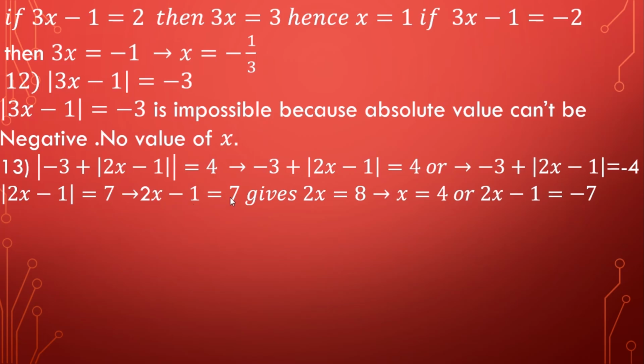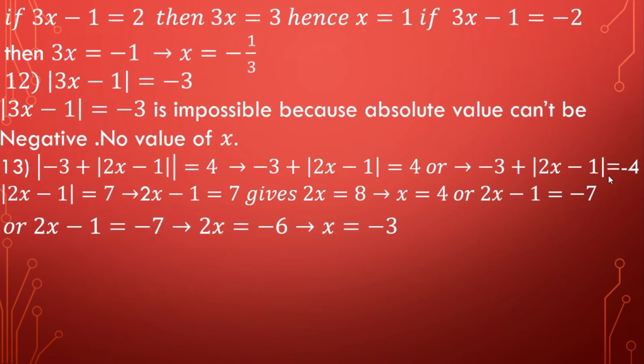2x minus 1 equals 7. This is 2x equals 8, x equals 4. 2x minus 1 equals minus 7, or 2x equals minus 7 plus 1. We take minus 1 to the other side with plus 1. 2x equals minus 6, x equals minus 3.